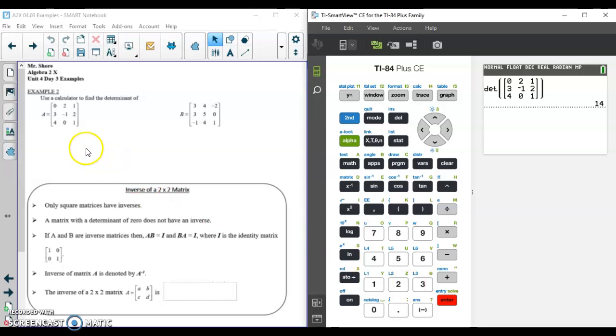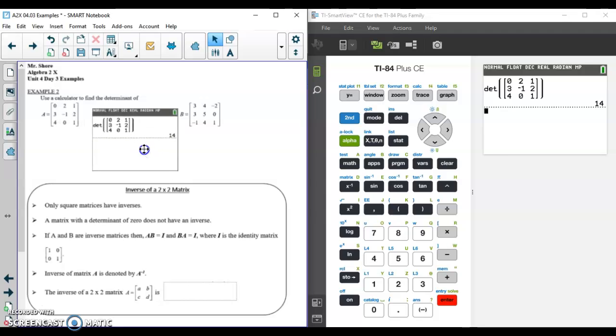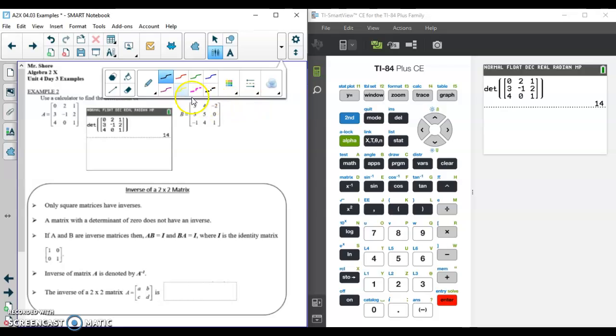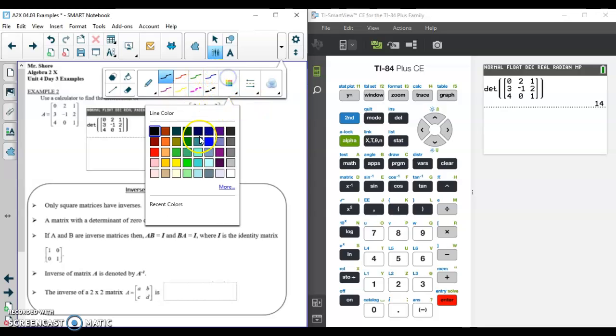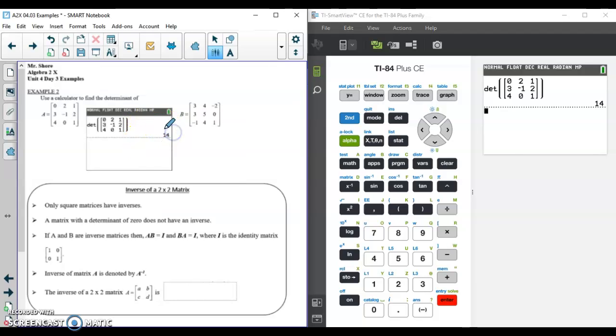So I will paste this over here, and then we'll circle the answer. So the answer for this one is 14. Let me just make sure that this is again in red. So here we have it. So this would be our answer to the first matrix.